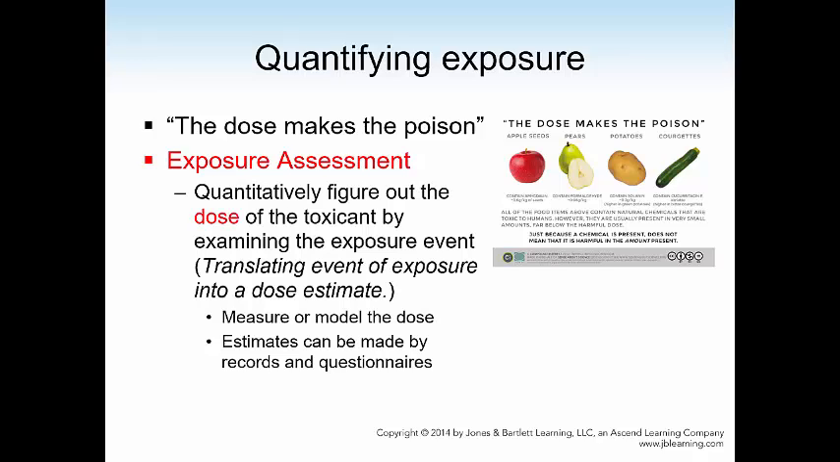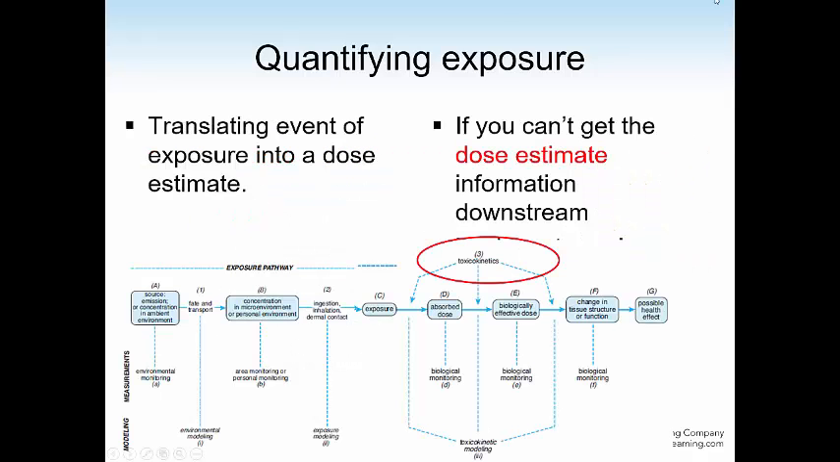So computer modeling, there's a lot of information that goes into it, but it's very hard to sometimes relate that to what really is going on in natural situations. So, all right. And sometimes you can do an estimation by records and questionnaires. So all of these are exposure assessment. All right. How does this relate to our exposure pathway down here?